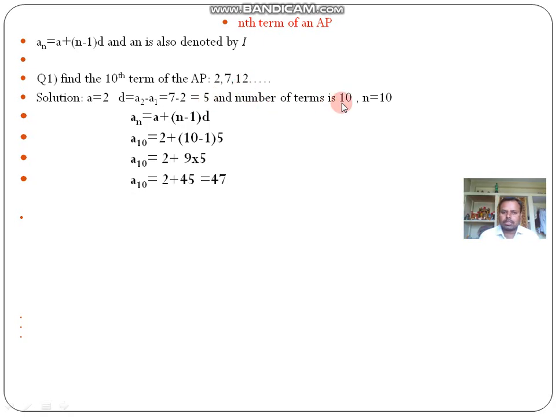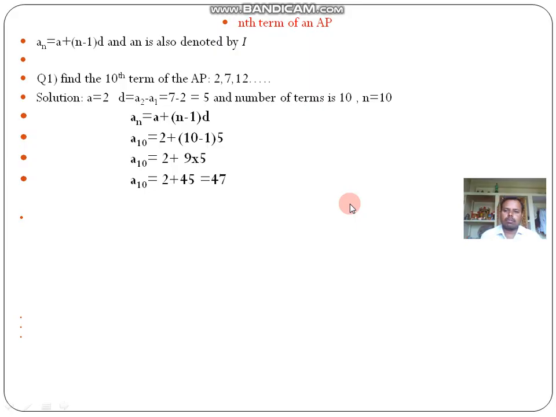And the number of terms is 10. We have to find the 10th term of the sequence. So n = 10. an = a + (n - 1) d. We have to find the 10th term, a10, which is 2 + (10 - 1) x 5. a is 2, n is 10, so 10 minus 1, and the common difference is 5. So 9 into 5 is 45, 45 plus 2 is 47.